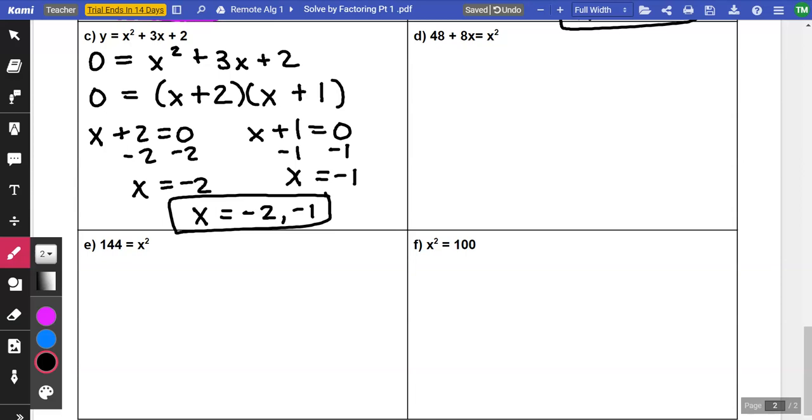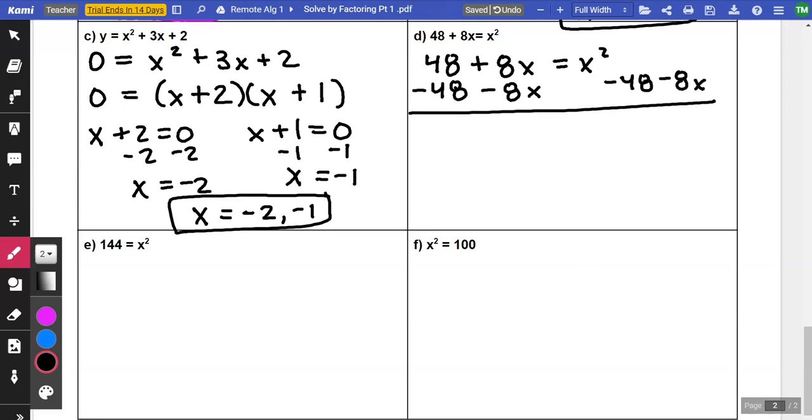All right, so part D. Before you try part D by yourself, you're going to notice that part D doesn't actually have a y in it. In fact, it says 48 plus 8x is equal to x squared. Well, we need to make sure that this is equal to 0 before we try to solve it. So what I suggest you do is move the positive 48 to the other side by subtracting it, and also move the 8x to the other side by subtracting it.